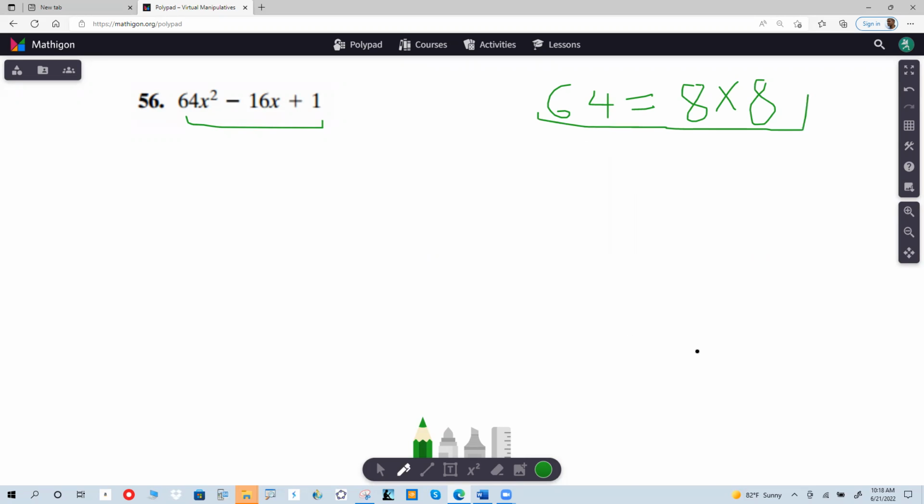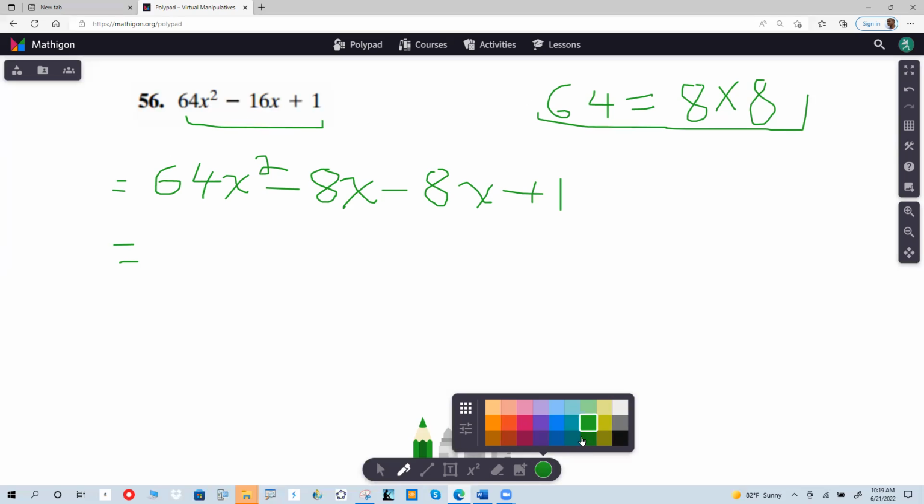64 is the product of the coefficient of the highest power, x squared, and the constant. 64 times 1 is 64. So 64 can be split in many ways: 32 times 2, 1 times 64. But 8 times 8 is a good one because 8 plus 8 gives me 16. So I'm going to say 64x squared minus 8x minus 8x plus 1. Again, double check, negative 8x twice is negative 16x, so you're good.